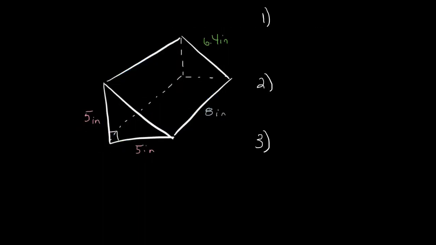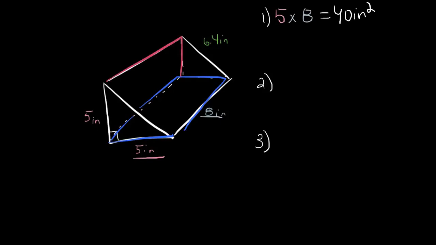Let's look at the rectangles first. Starting with the bottom, we can see it's a rectangle formed by the base of the triangle and the length of the prism. The area of the bottom would be 5 inches multiplied by 8 inches, which would give us 40 inches squared. The left rectangle is formed by the same dimensions as the first. We have a 5-inch leg from the triangle and the 8-inch length from the prism, giving us once again 5 inches multiplied by the 8-inch length, which will give us 40 inches squared.